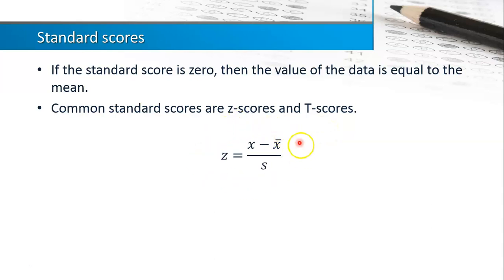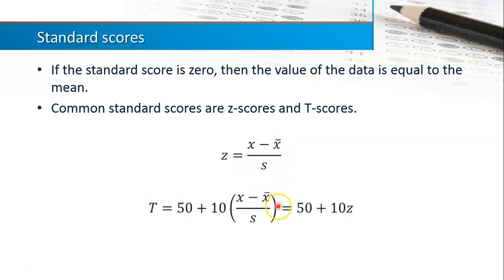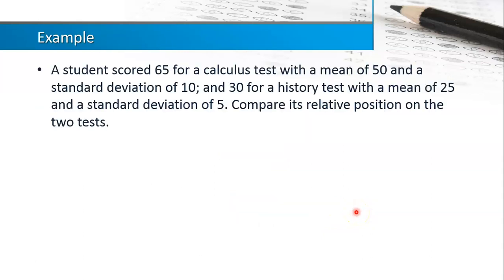So this is the formula for the Z score. Z is equal to the score X minus the mean X bar, divided by the standard deviation. For the T score, you assume the mean is 50. So you take X minus X bar divided by S, times 10. This part is actually Z, so T is 50 plus 10 times Z. Okay, so this is an example.